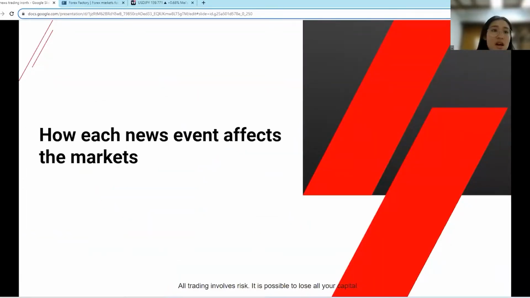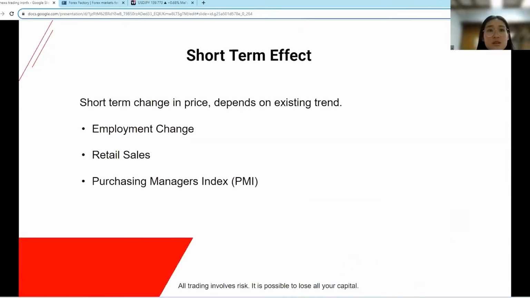Okay, next, how each news event affects the markets. So firstly, let's start off with the short-term effect. The short-term change in price depends on existing trend. Firstly, we have the employment change. Secondly is the retail sales. And thirdly, purchasing managers index, which is the PMI.